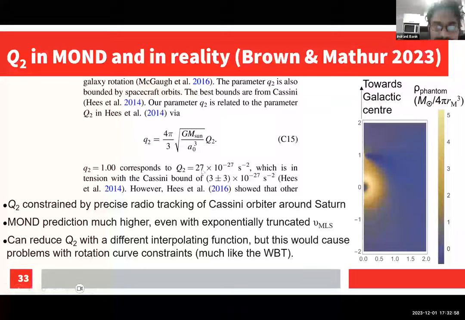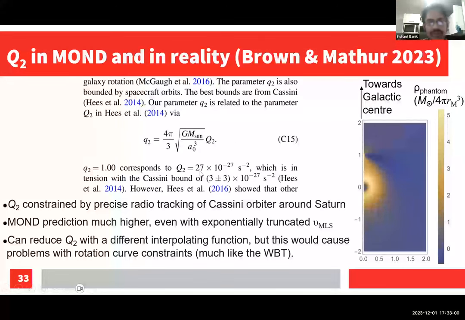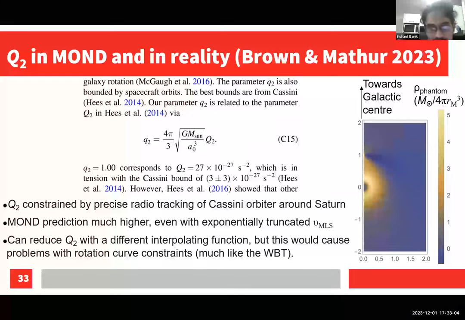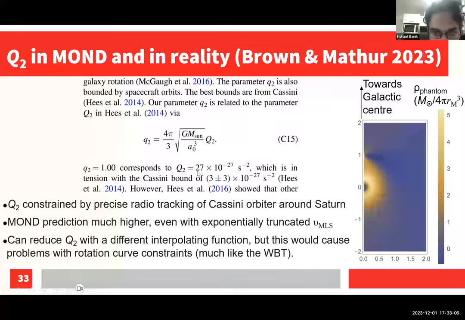Yeah. So what I was saying is that the Q2 calculated using the latest A0 and the latest galactic external field on the solar neighborhood, which is pretty well known by now, but wasn't necessarily in the past. Based on that, this is the Q2 you get for the MLS interpolating function, which already has an exponential truncation beyond about 10 A0. This really cuts down on the difference between nu and 1.